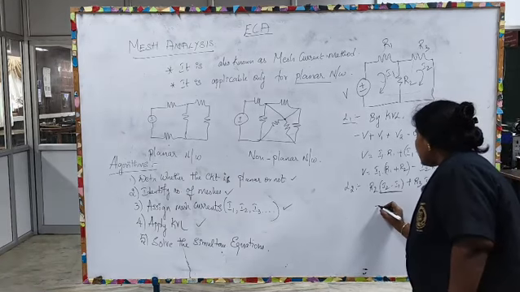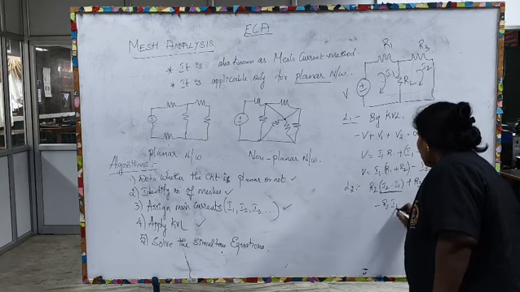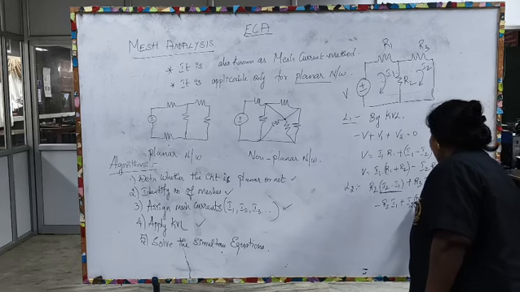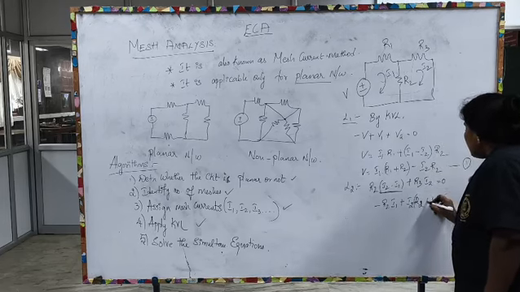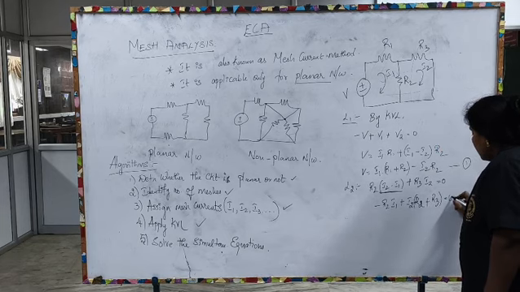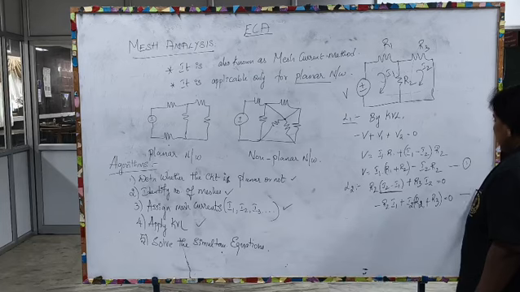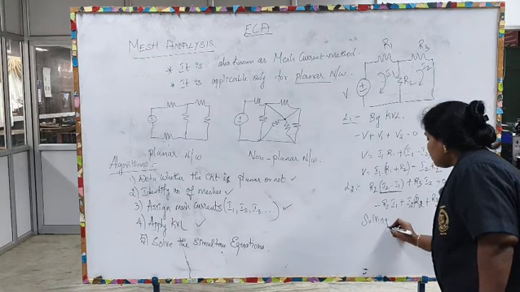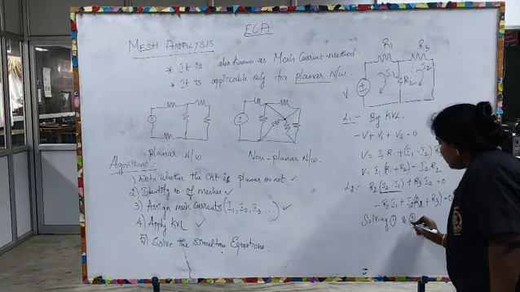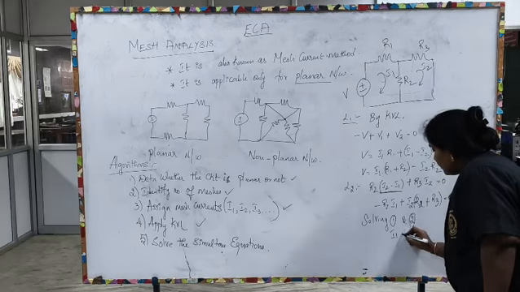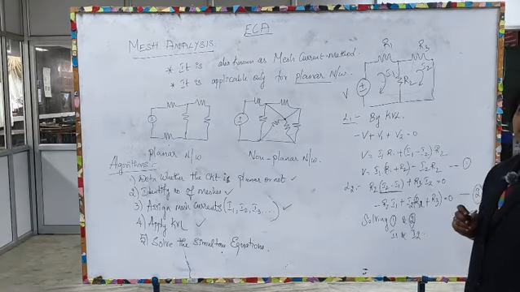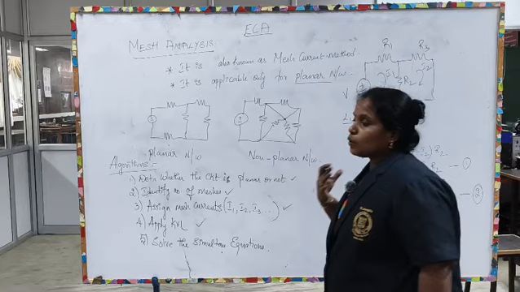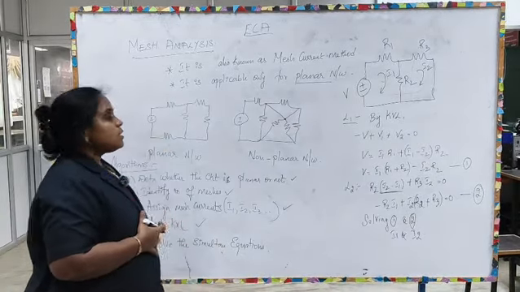So, this can be simplified as minus R2 into I1 plus I2 into R2 plus R3 is equal to 0. Let this one be your second equation. By solving equations 1 and 2, you will get a solution for I1 and I2. Alright. So, this is how we find the solution for a current, voltage or power across a circuit or across branches using this mesh analysis.